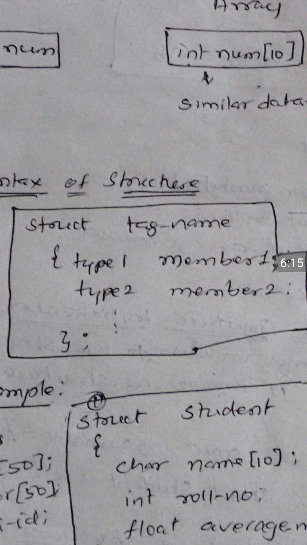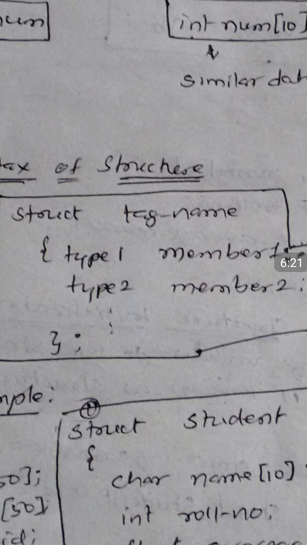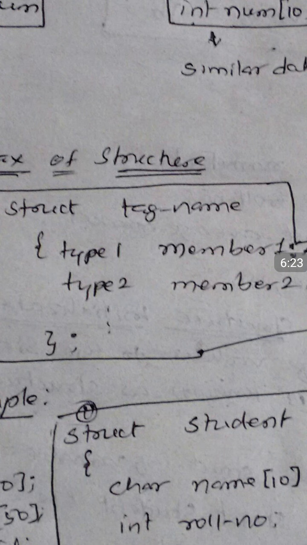The syntax of a structure is always referred to by struct as the reserved word, and it is followed by the tag name. Tag name is nothing but the name of the structure, and within the curly braces come the members: member 1 of type 1, member 2 of type 2, and so on.